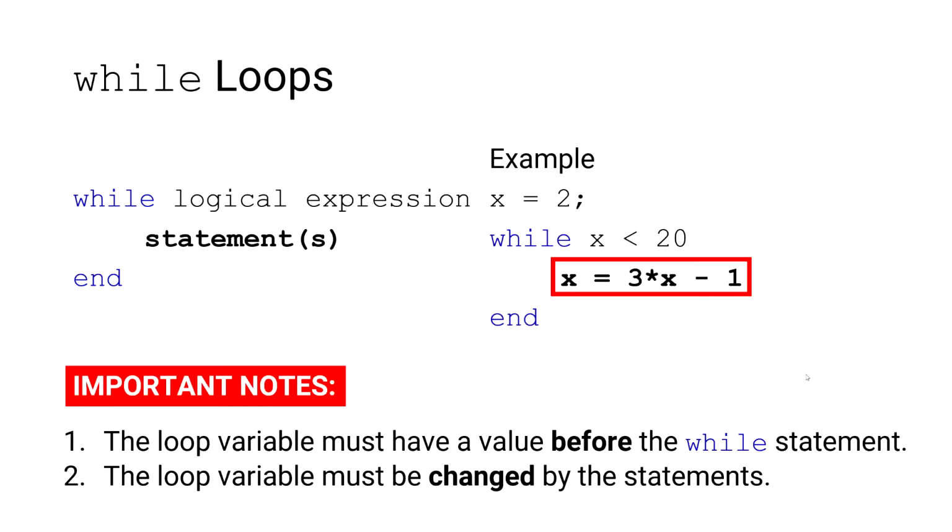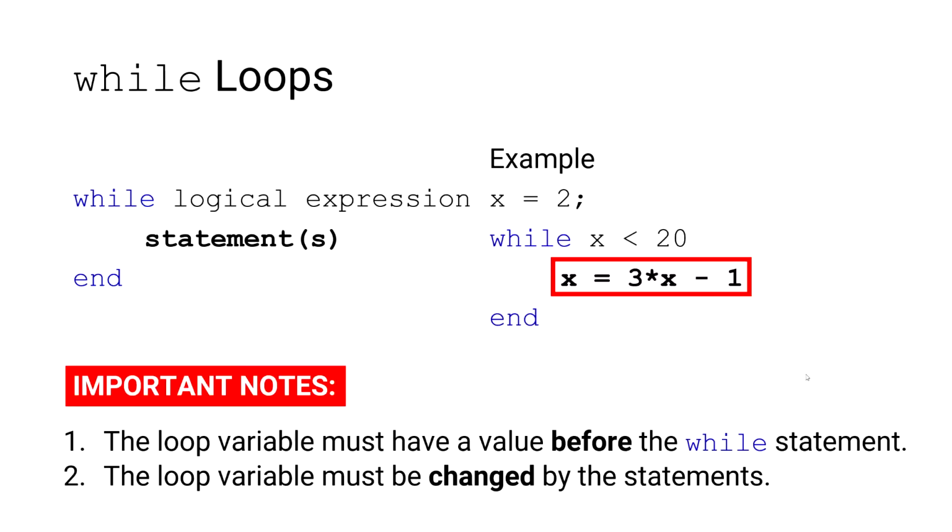The second note I'd like to make is this. The variable must be changed by the statements. So in this case, our loop variable is x, and it must be changed. If it's not, we'd run into an infinite loop. So for example, if x was always equal to 2, then it would also always be less than 20, and this loop would run infinitely.